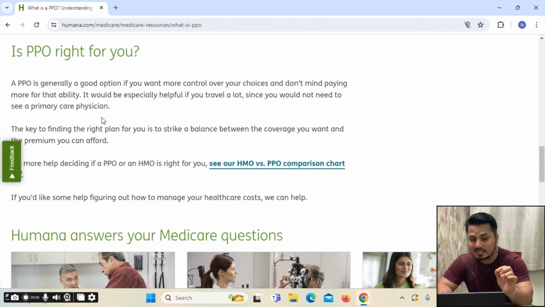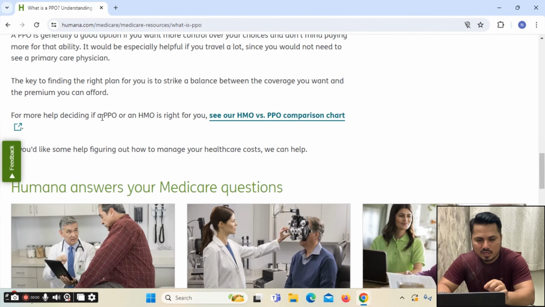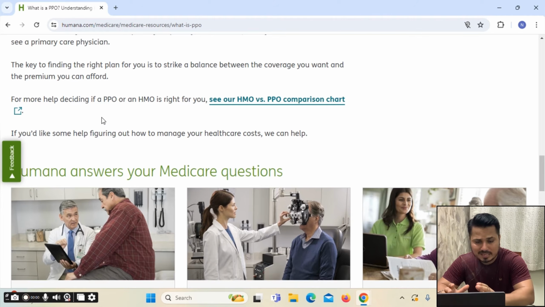Now, a PPO is generally a good option if you want more control over your choices and don't mind paying more for that ability. It would be especially helpful if you travel a lot, since you would not need to see a primary care physician. The key to finding the right plan for you is to strike a balance between the coverage you want and the premium you can afford. Now, for more help deciding if a PPO or an HMO is right for you, you can see a HMO versus PPO comparison chart, guys.